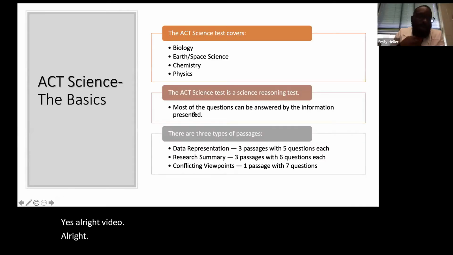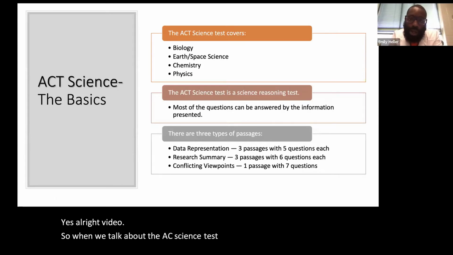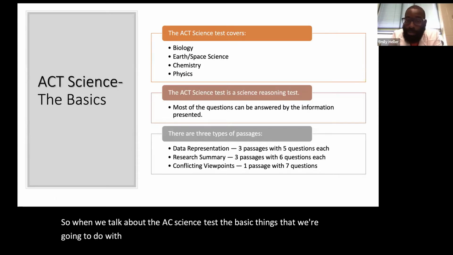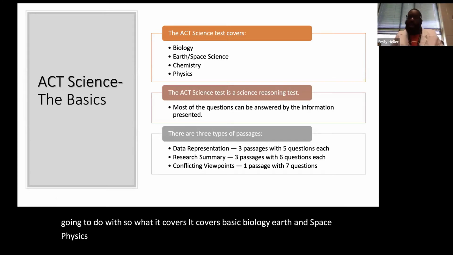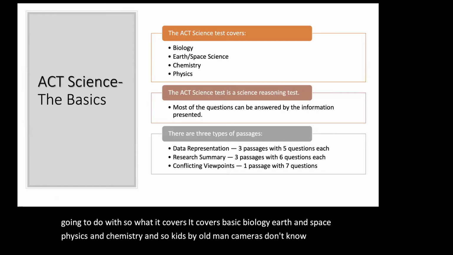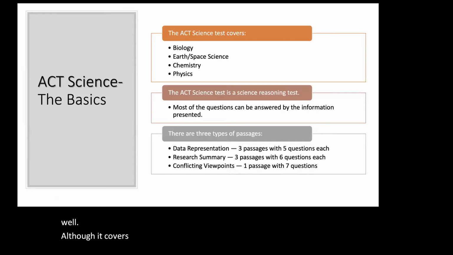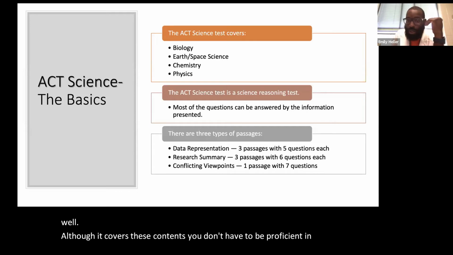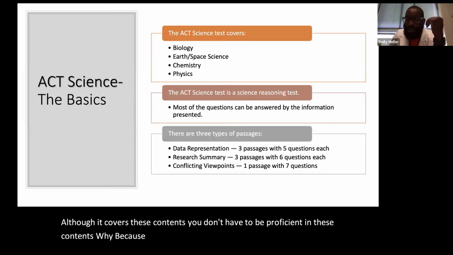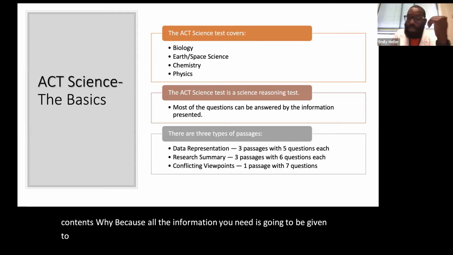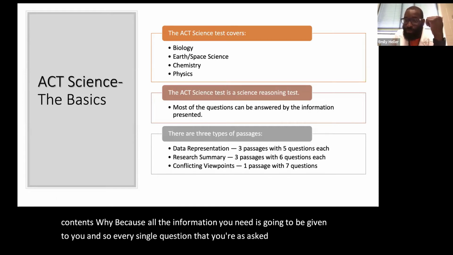So when we talk about the ACT science test, the basic things that we're going to deal with: what it covers is basic biology, earth and space, physics, and chemistry. And so kids are like, oh man, I don't like chemistry. I don't know about biology. Well, although it covers these contents, you don't have to be proficient in these contents. Why? Because all the information you need is going to be given to you. And so every single question that you're asked can be answered by the information that is present.